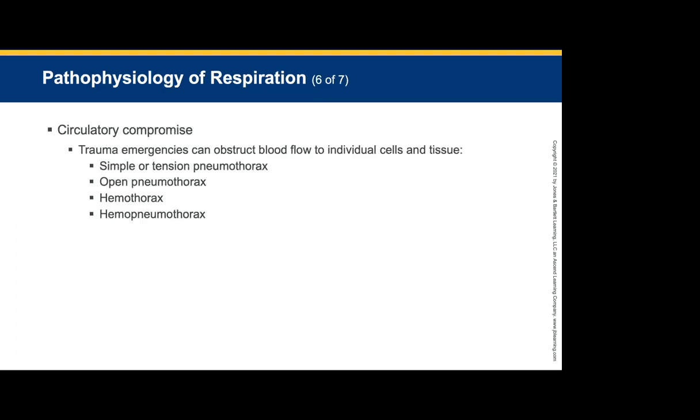Some of the compromise that we may see is obstruction of blood flow to individuals' cells and tissues that can be related to trauma emergencies. The biggest ones here is a simple or tension pneumothorax. Open pneumothorax we can fix. Well, yeah, you can put a gloved hand over it, tape it down on 3 sides, consider it occlusive dressing. The hemothorax and the pneumothorax. Somebody tell me what a hemopneumothorax is.